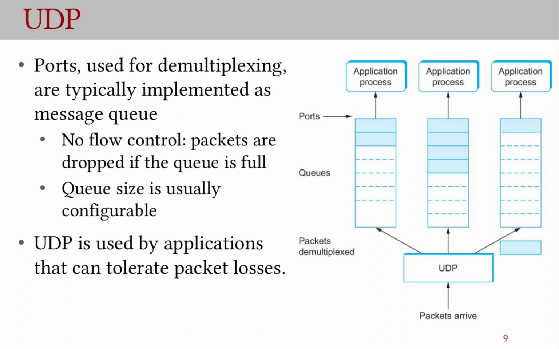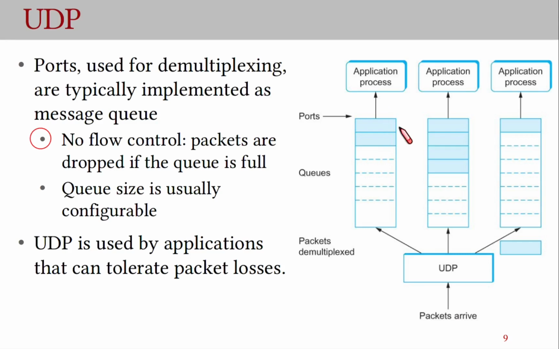The ports are implemented as message queues. When a message arrives, UDP puts this message at the end of the queue, and when there is no space in the queue, UDP simply drops this message, right? So there is no flow control. However, the queue size is usually a configurable parameter. When an application wants to receive a message, it basically pulls a message from the front of the queue, and when the queue is empty, it just blocks until it gets a message.